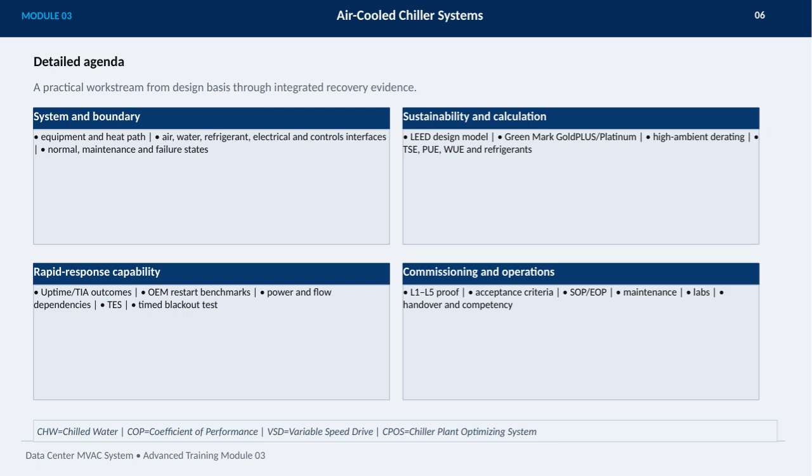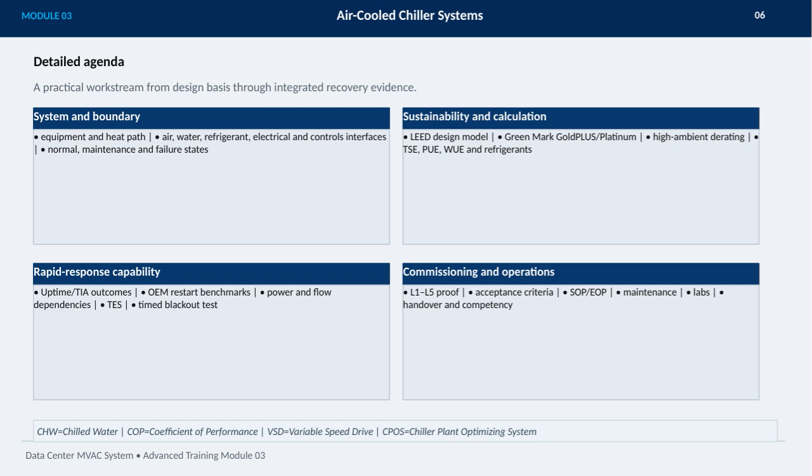Finally, we'll cover commissioning and operations, focusing on proof levels from L1 to L5, acceptance criteria, standard and emergency operating procedures, maintenance practices, laboratory testing, handover processes, and competency requirements.